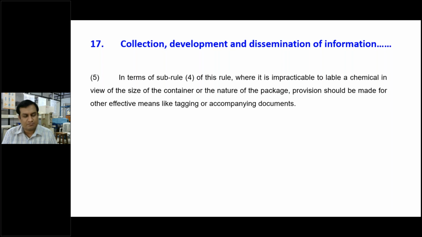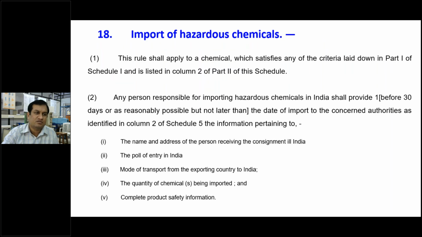So you can understand that some of the chemicals which are hazardous have containers or packaging elements that are too small to label, and that is why some documents are attached or added into the package material. But providing the information related to the hazardous chemical is essential as far as this rule number 17 is concerned.